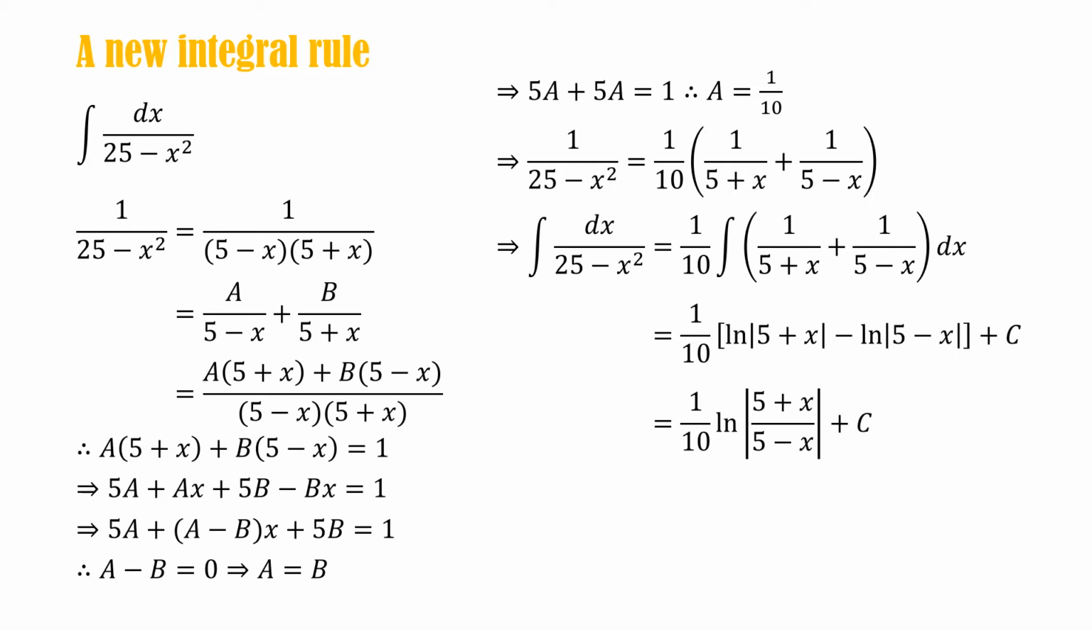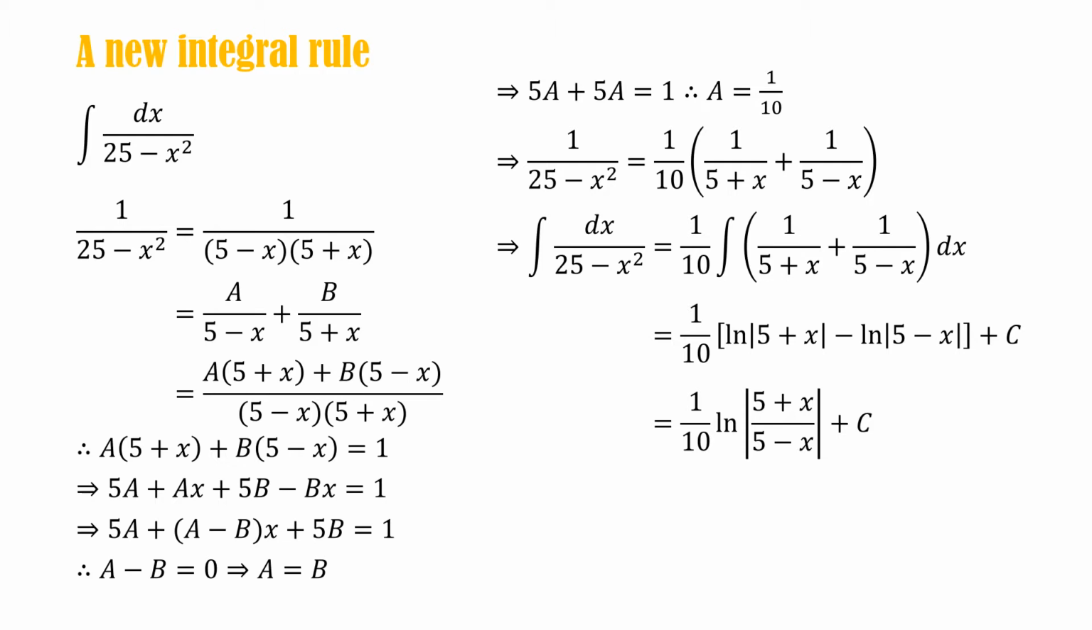So there's our final solution. Well, what do we notice about our original 1 over 25 minus x squared compared to 1/10 of the natural log of 5 plus x over 5 minus x? Well, as I said before, it was a difference of squares. If we look at 25 as being 5 squared, well, now what we've got is 1 over 2 lots of 5 times the natural log of 5 plus x over 5 minus x.